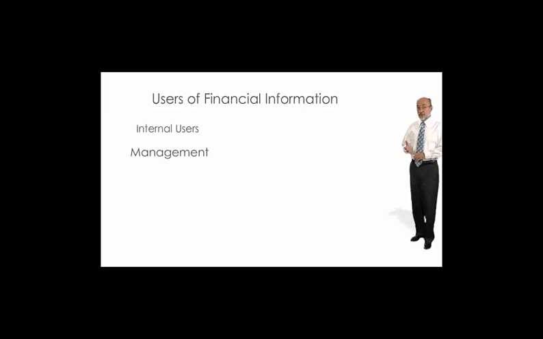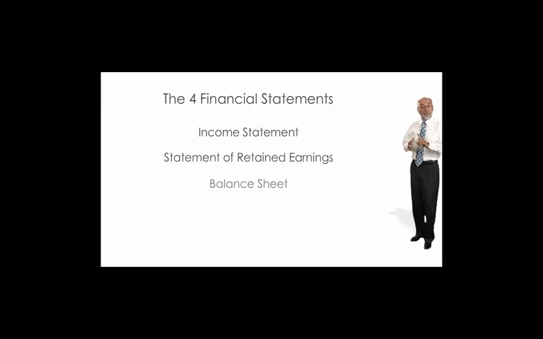Okay, let's do a quick review. The different users of financial information include internal users, such as managers, and external users, such as investors, creditors, and regulatory agencies. The four financial statements include the income statement, the statement of retained earnings, the balance sheet, and the statement of cash flows.